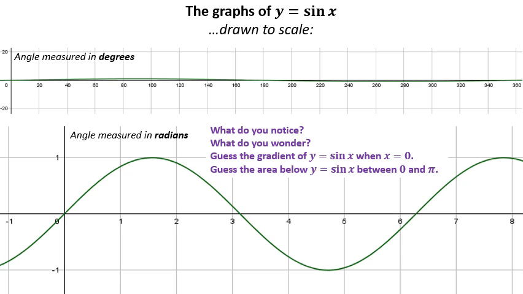Well, it turns out the area is exactly 2. So if you go from 0 to a half pi, you've got an area of 1. If you go from half pi to pi, you've got an area of another 1. If you take the next section from pi to 2 pi, you have an area of -2, or 2 units of area below the x-axis.